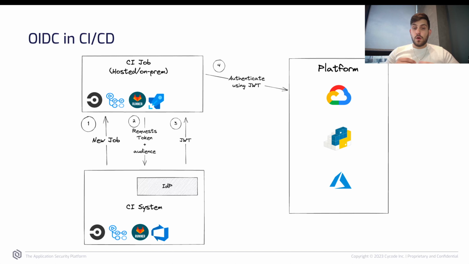Then, using that OIDC token that is valid for a short period of time, it will authenticate to different platforms that also support OIDC authentication, platforms such as GCP, PyPI, and Azure. When getting that JWT token, the platform will try to verify it against the CI identity provider, meaning the two third parties will communicate with each other and try to verify whether the JWT has a valid signature or whether it has been tampered with along the way.